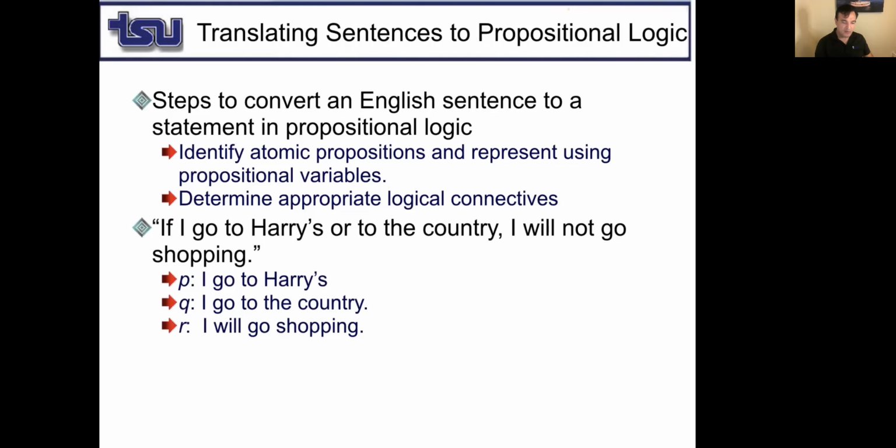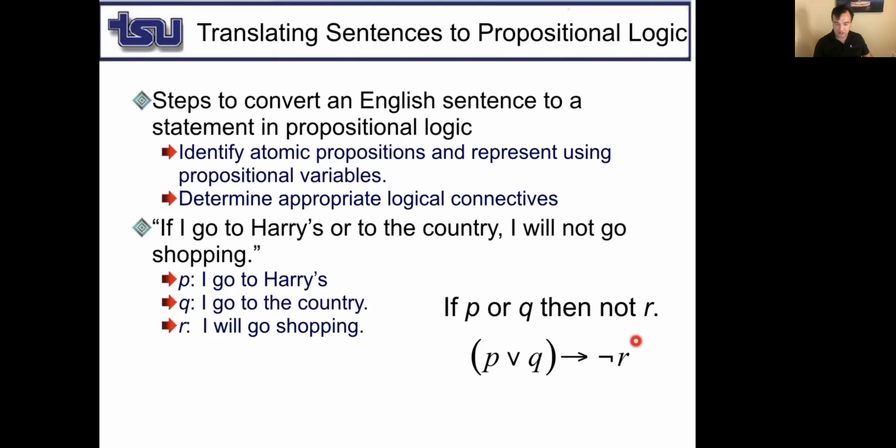For example, if you have this English statement, if I go to Harry's or to the country, I will not go to shopping. Well, you can identify atomic propositions and represent them using propositional variables. So I have 1, 2, 3 atomic propositions. P is I go to Harry's, Q is I go to country, R is I will go shopping. And then find the appropriate logical connectives. What does it say? If P or Q, then R not, because it says I will not go shopping. So that's R not. So this statement in English can be represented with this compound proposition using P, Q, and R atomic propositions with or, negate, and conditional connectives.